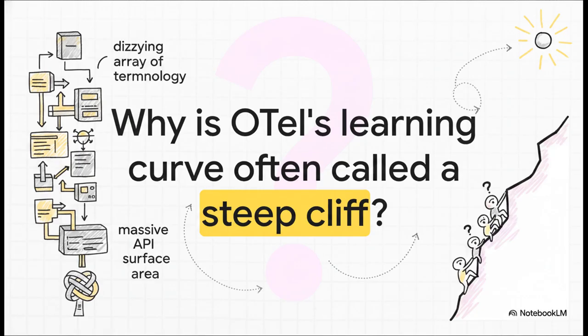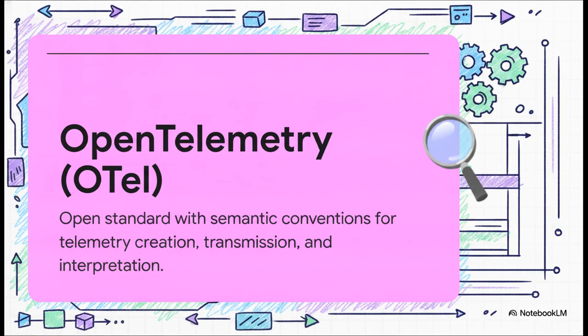It's a real frustration. When you first adopt OTel, you're immediately hit with this dizzying array of terminology and a massively broad API surface area. It feels completely overwhelming. But what if we shift our perspective on what OTel actually is? That brings us perfectly to our definition. OpenTelemetry is an open-source standard that provides semantic conventions for exactly how telemetry is created, transmitted, and interpreted.